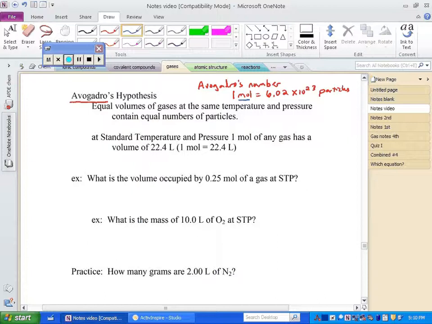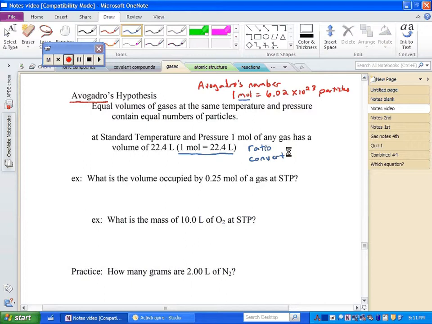And what he said was, equal volumes of gases at the same temperature and pressure contain equal number of particles. And if you are at standard temperature and pressure, 1 mole is always 22.4 liters, no matter what it is. So he's still, even with gases, the mole guy. So this is just another ratio that we're going to use to convert.